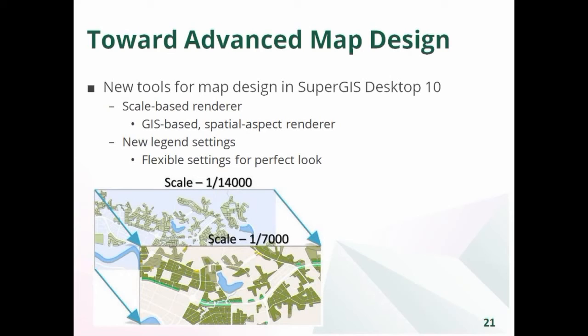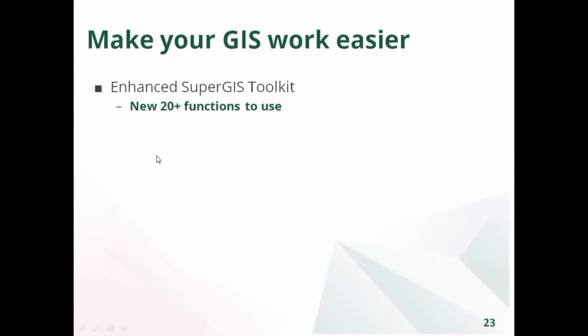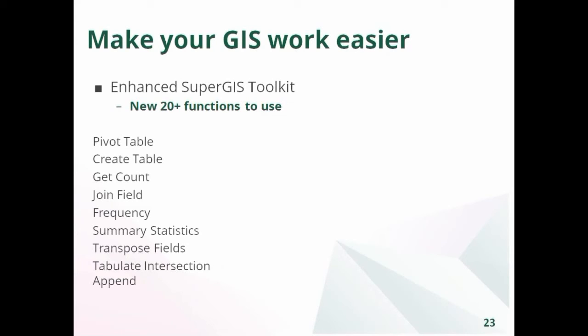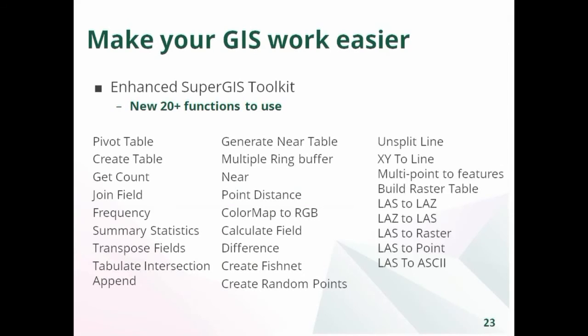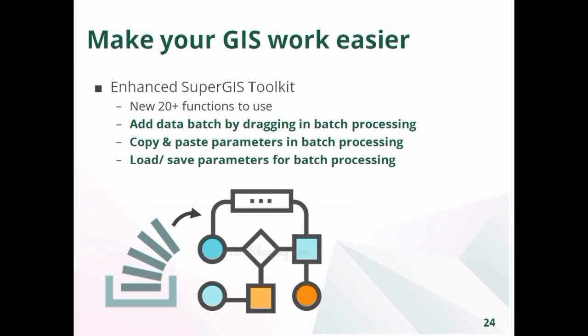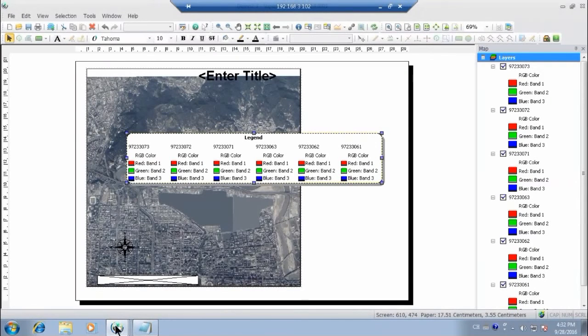The next demo I will discuss the improvement in SuperGIS toolkit and batch processing. In SuperGIS Data 10, the SuperGIS team added more than 20 functions for users to process their attribute data, also some analyst functions and data creation functions to process their spatial data. In the batch processing, we also made some improvements. I think it is better to learn this improvement from demonstration. So here we go.